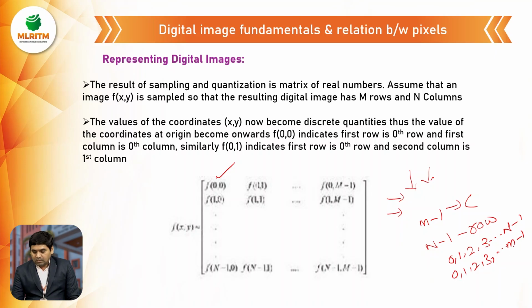So in the matrix, 0 to n minus 1 for rows and 0 to m minus 1 for columns. Here f of x comma y, the total image, is represented in matrix form, which has some rows and columns starting from 0. So what is the size of the image? N into m is the size of the image, which makes it very easy to represent an image in matrix form.